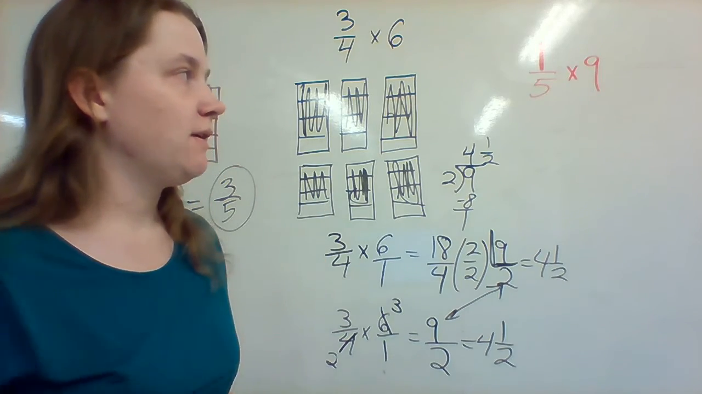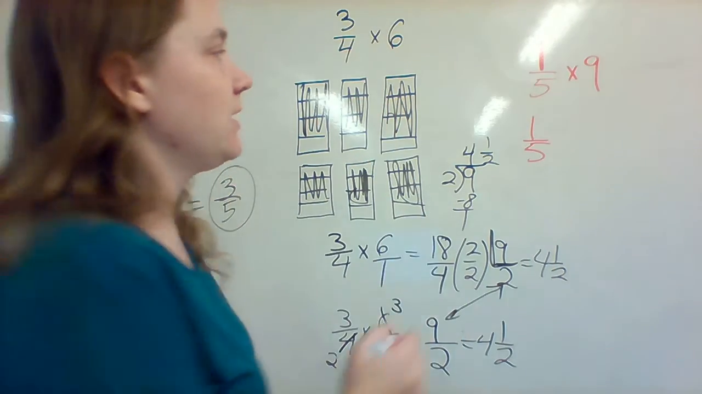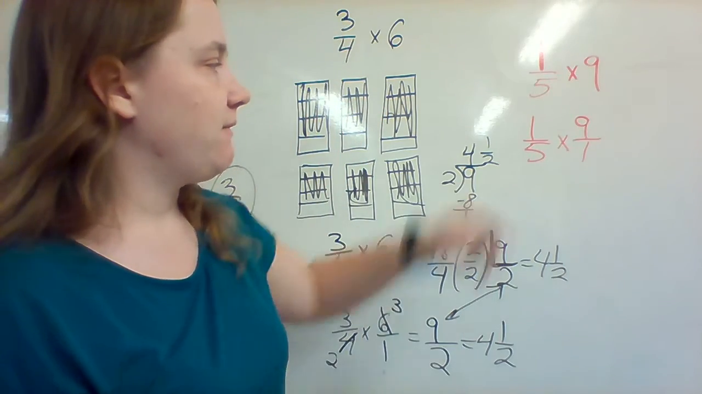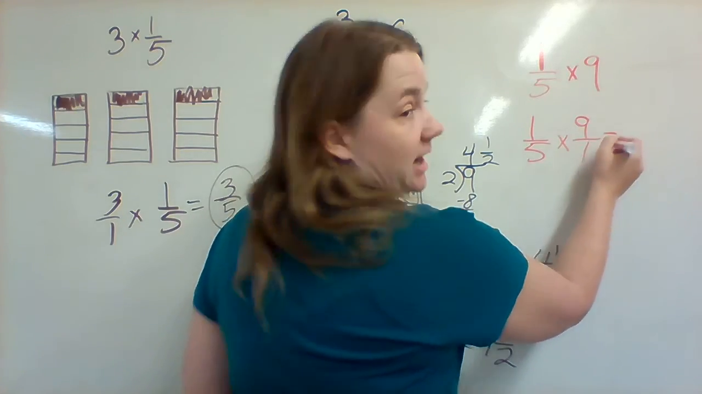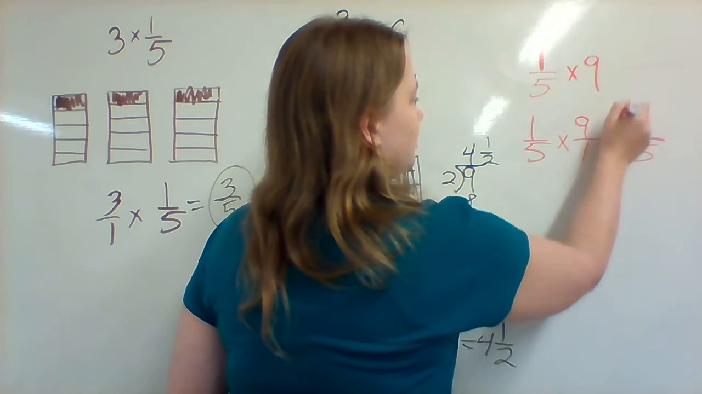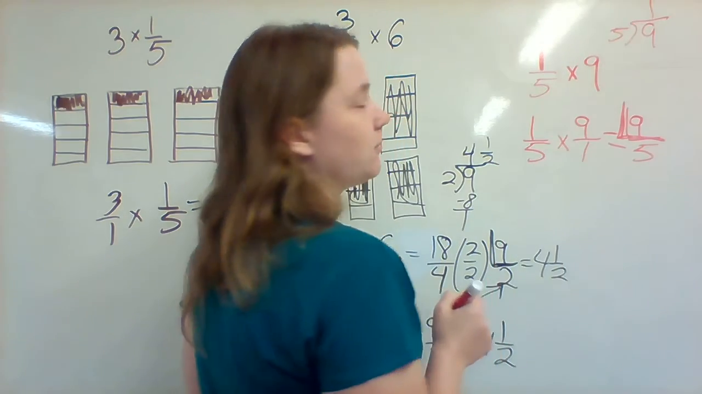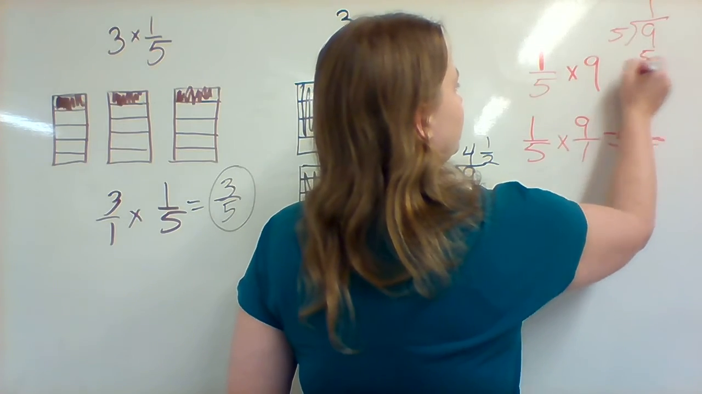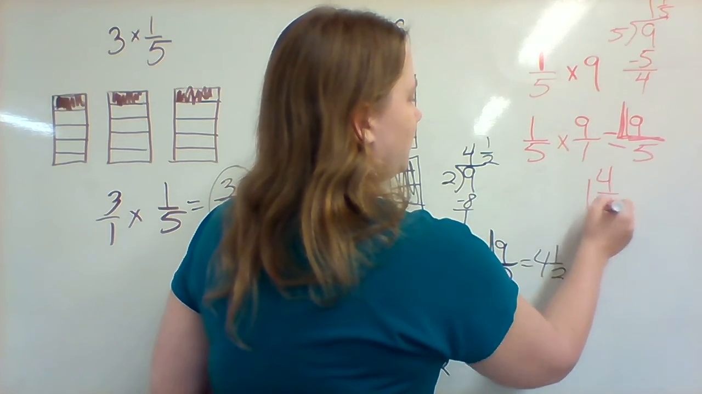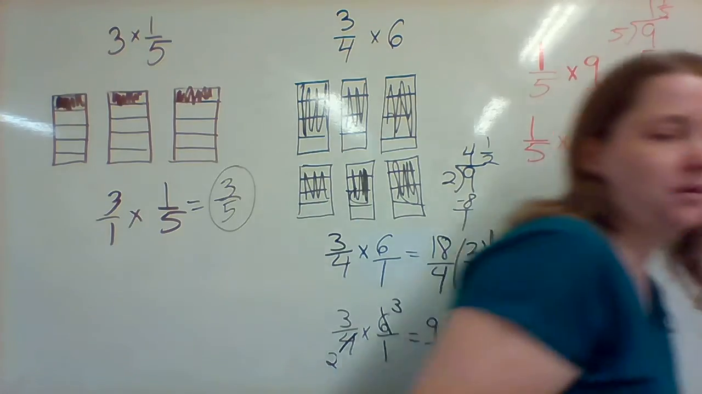Our last problem is 1/5 times 9. 1/5, we're not going to draw a picture for this one. 1/5 is already a fraction. Then we have to get that 9 into a fraction. 9 becomes 9 over 1. I have 1/5 times 9 over 1. 1 times 9, do I have room? Yes, is 9. 5 times 1 is 5. Make the L and divide. 9 on the inside, 5 on the outside. 5 goes into 9 one time. 1 times 5 is 5. Leaves me with 4. So I'm left with 1 4/5.